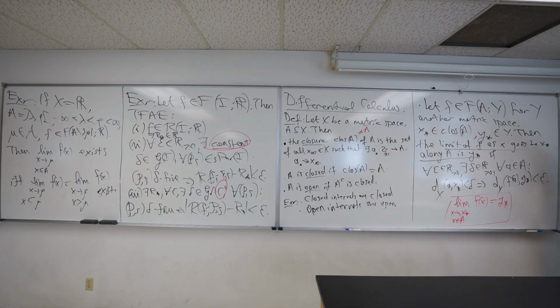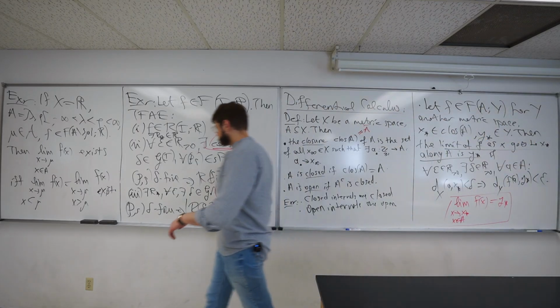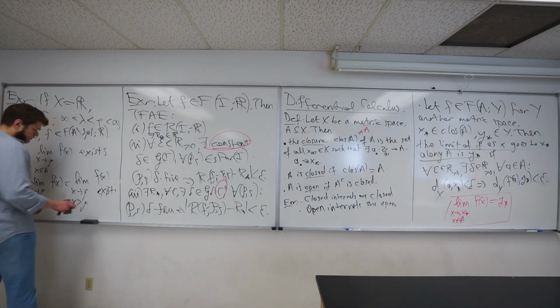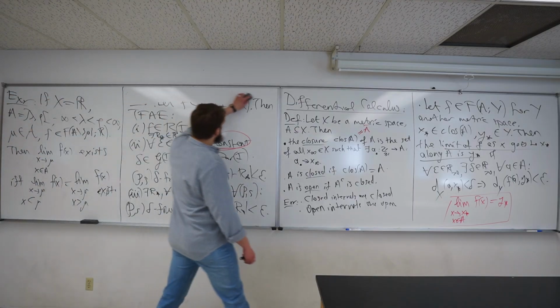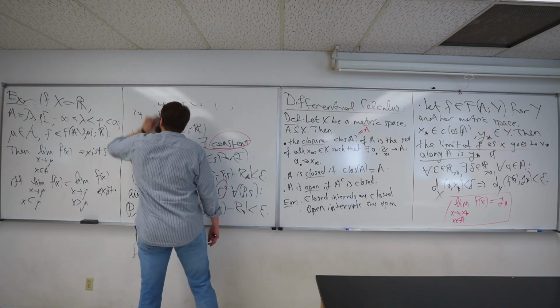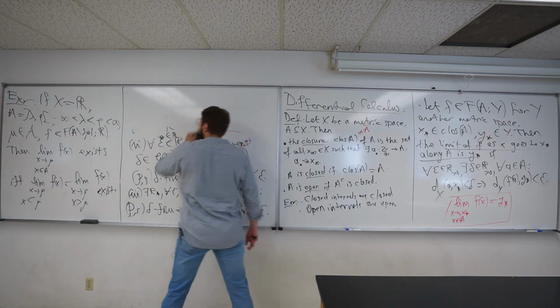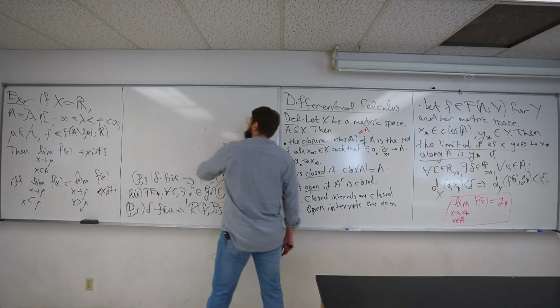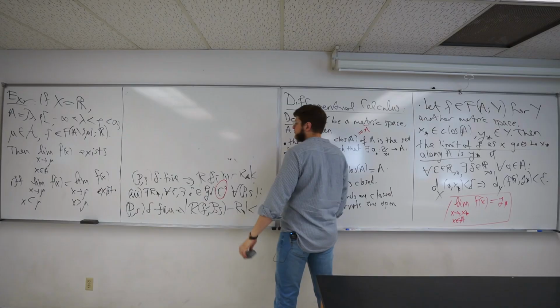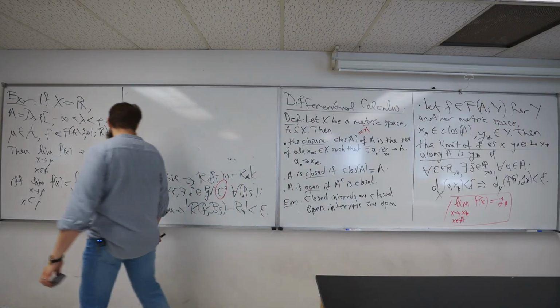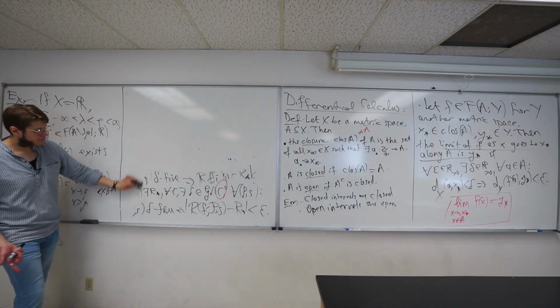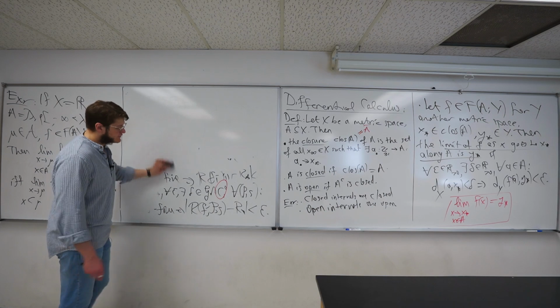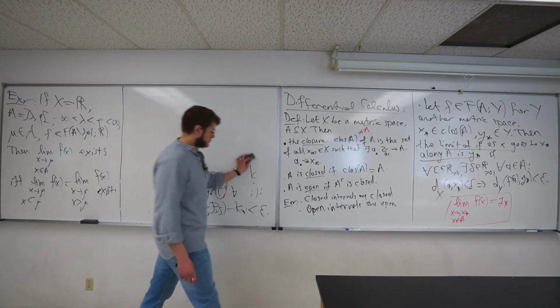I have a couple minutes. I think at this point I can just define differentiability. Much like with continuity, differentiability is a local property. That is to say, you first define what it means for a function to be differentiable at a point, and then you say f is differentiable if it is differentiable at every point.